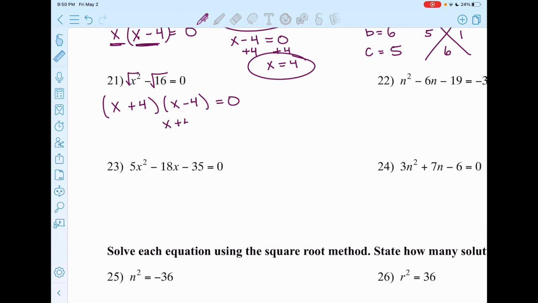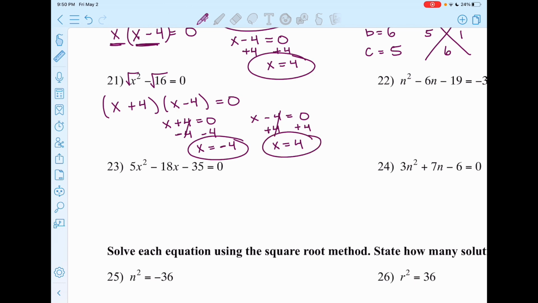And then we solve each for 0. Here I subtract 4, so I have x equals negative 4. And here I add 4 and get x equals positive 4.